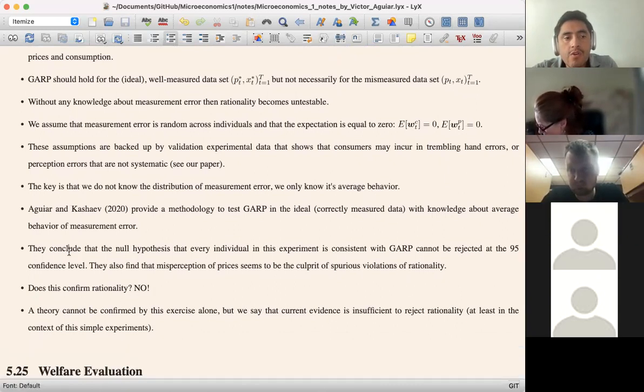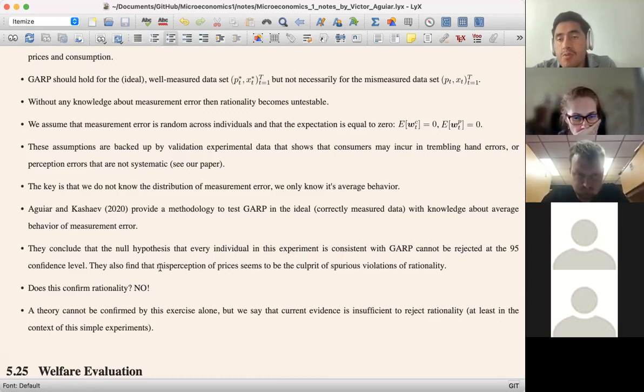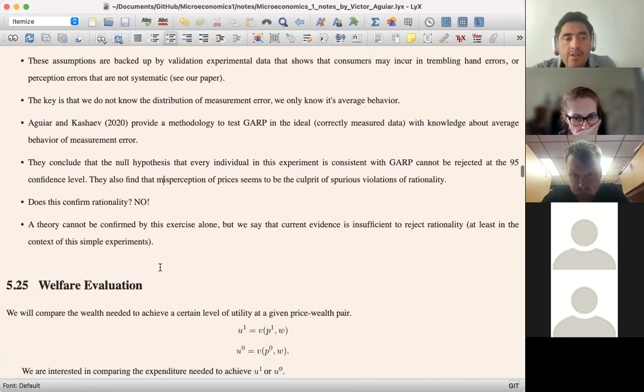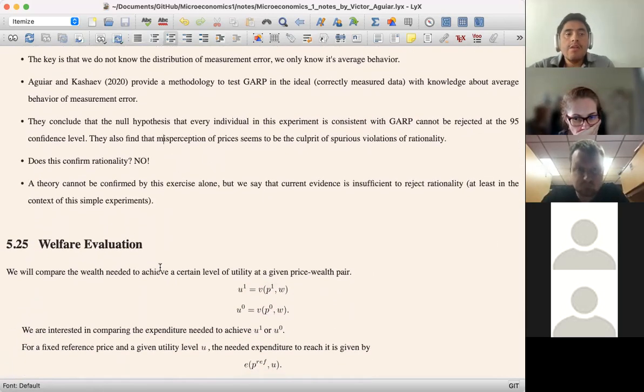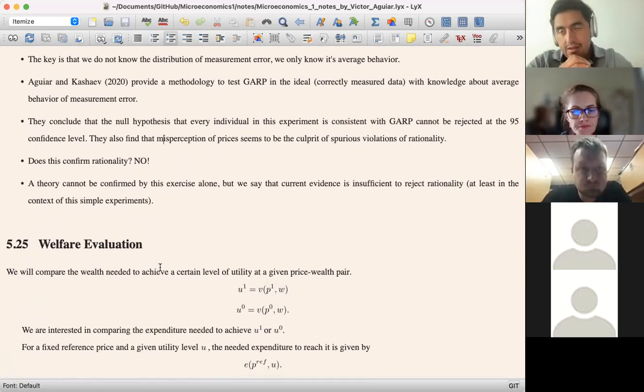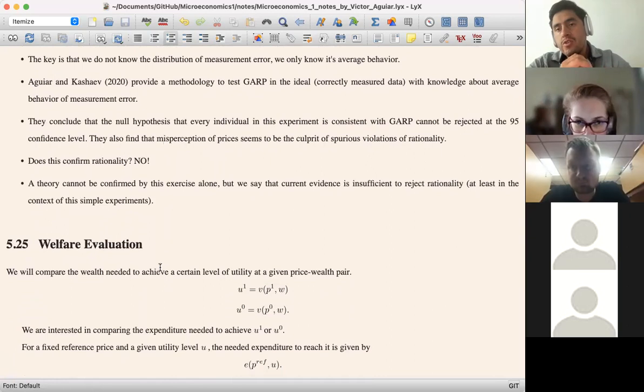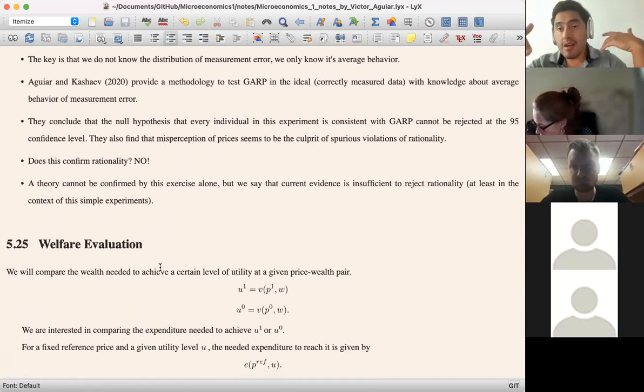And in fact, we conclude that the null hypothesis that every individual in this experiment is consistent with GARP, everyone, cannot be rejected at the 95% confidence level. We also find that misperception of prices seems to be the culprit of many violations of rationality. So importantly here, does this confirm rationality? Well, certainly not, right? Because you're doing a statistical test now. There is noise. So you know that when you don't reject a hypothesis, it doesn't mean that the hypothesis is true.